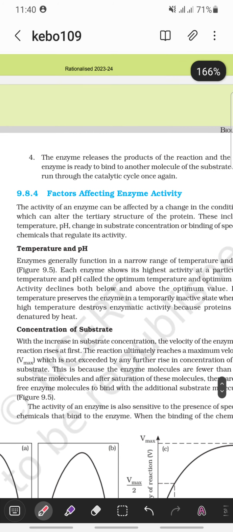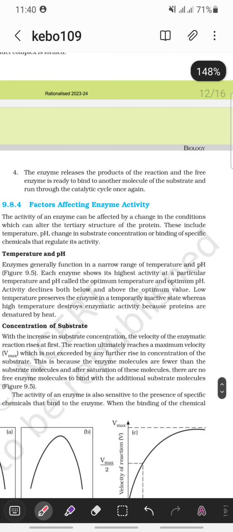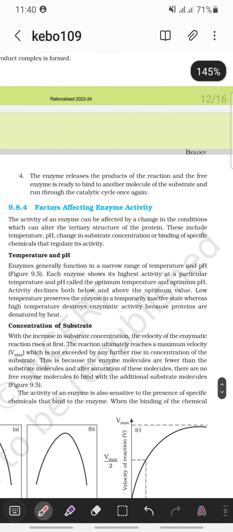Factors affecting enzyme activity. The activity of an enzyme can be affected by a change in the conditions which can alter the tertiary structure of the protein. These include temperature, pH, change in the substrate concentration, or binding of specific chemicals that regulate its activity.